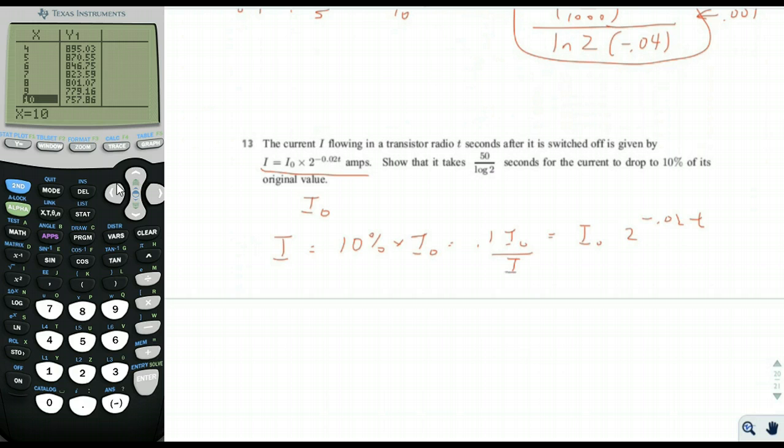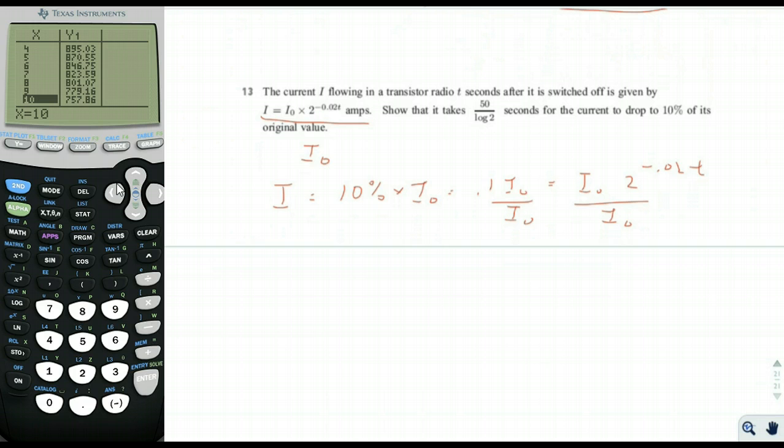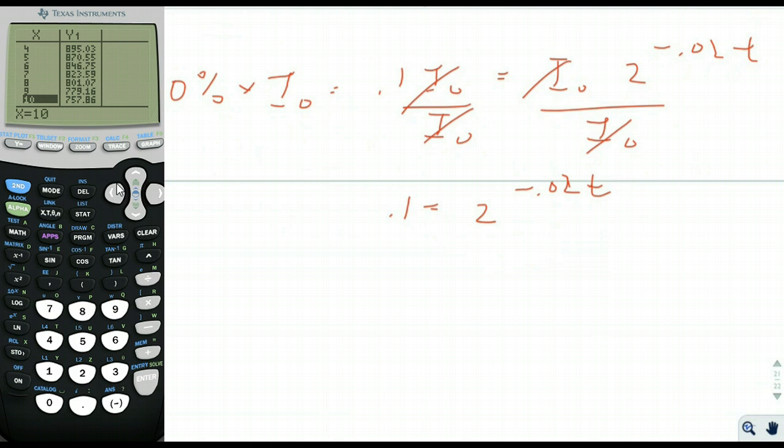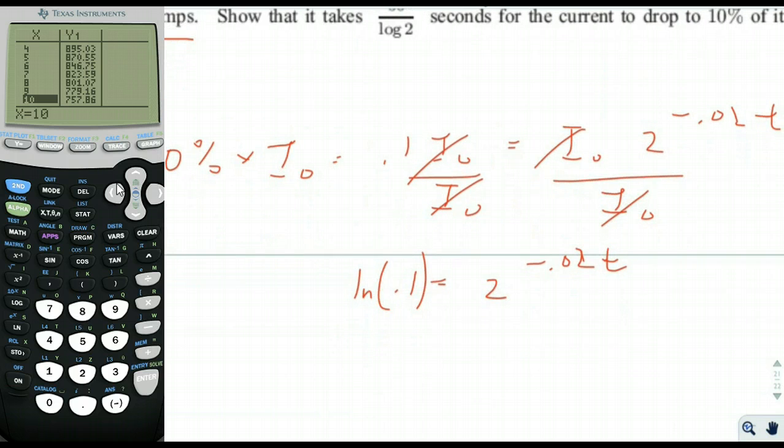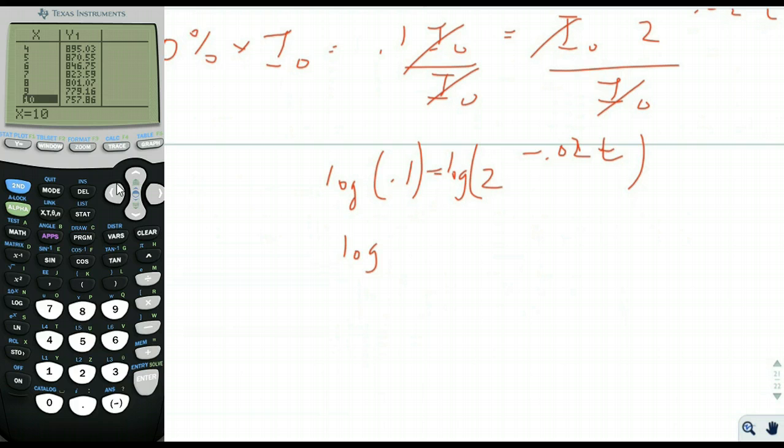So I divide both sides by I0. I want to isolate the t, of course, to figure out what the time is to get to 10%. Now 0.1 is equal to 2 to the negative 0.02t. And then I'm going to take the natural log of both sides. No, actually I'm going to take the log of both sides because it says the answer has log in it. Log base 10. So I'll have log of 0.1, and on the other side I have negative 0.02t log of 2.